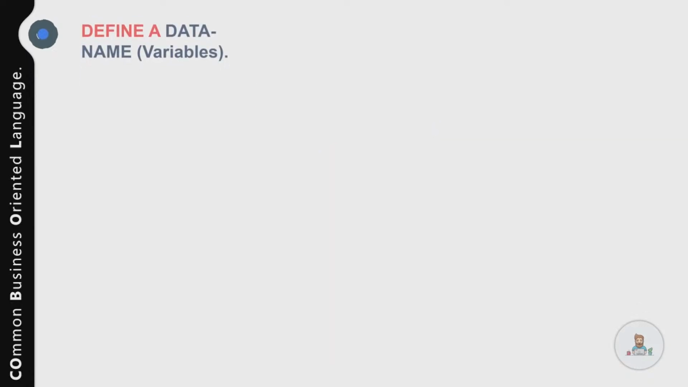Now let's talk about how to define a data name in COBOL. So let's get started. In COBOL, variables are called as data names. They're also referred as data item or elementary items, and I'll be using these terms interchangeably throughout the course.